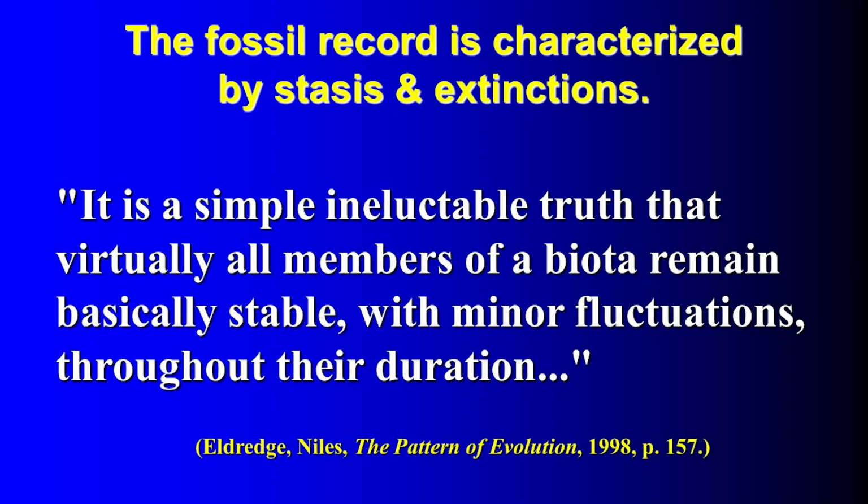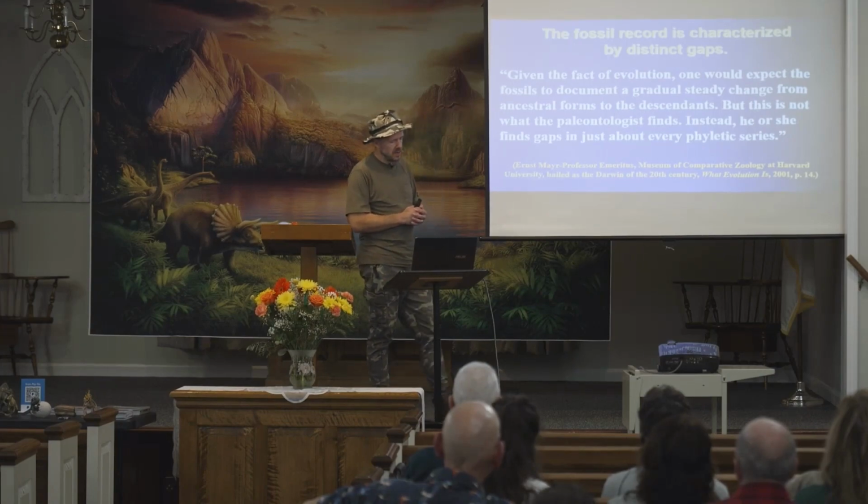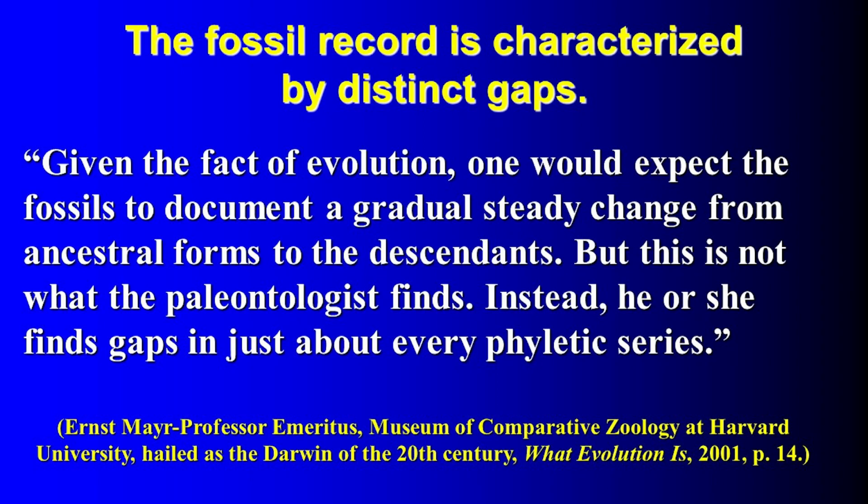And then the fossil record is characterized by major gaps. Gaps between types of organisms. Here's Ernst Mayr. He's a professor emeritus of Harvard University. He says, "Given the fact of evolution, one would expect the fossils to document a gradual, steady change from ancestral forms to the descendants. But this is not what the paleontologist finds. Instead, he or she finds gaps in just about every phyletic series."